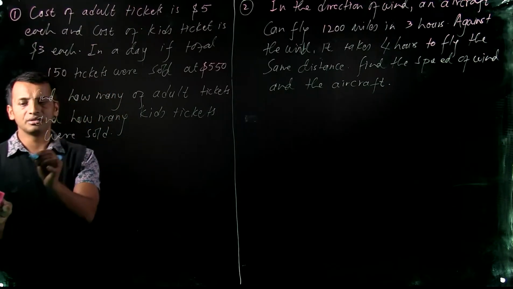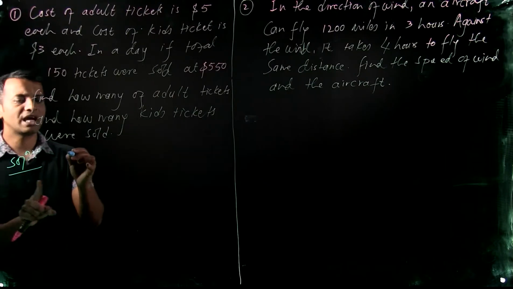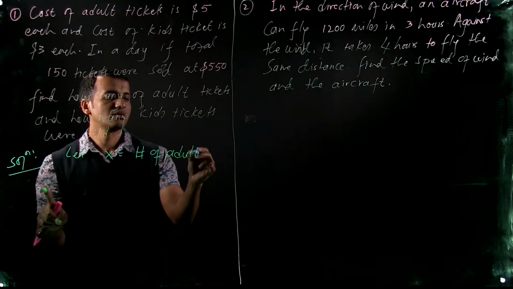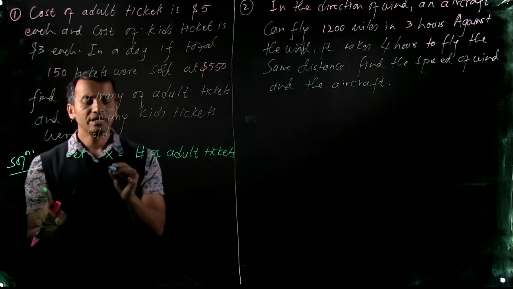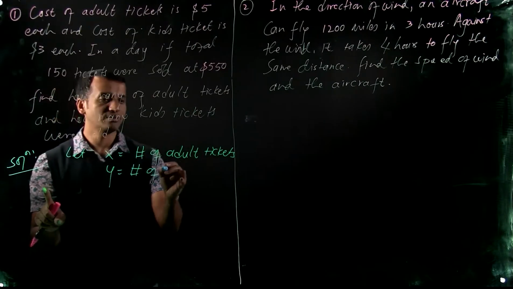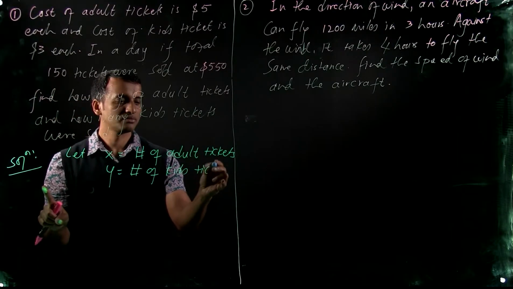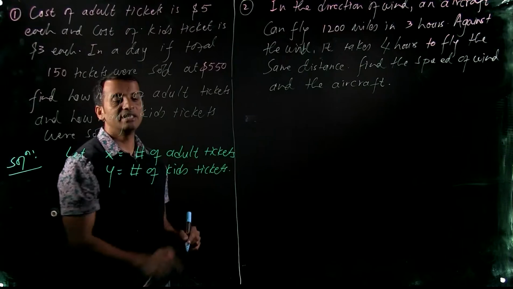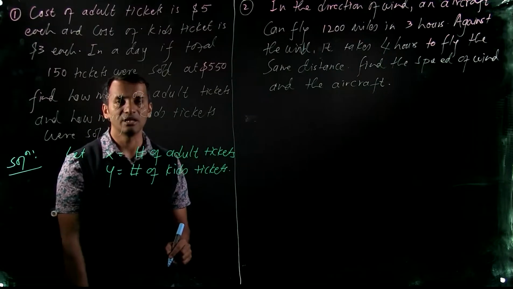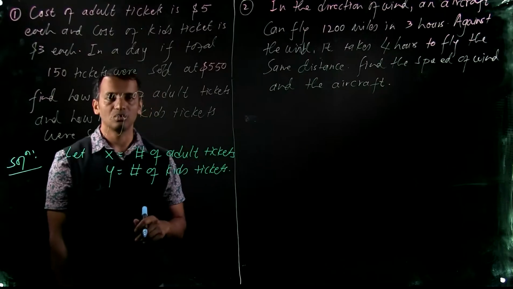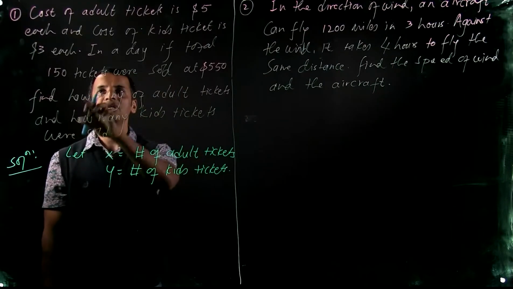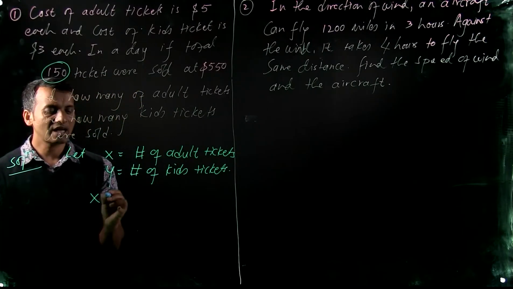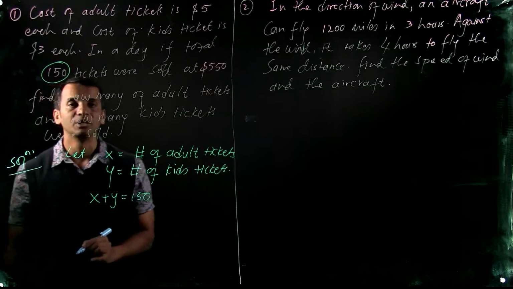Okay, so for the solution, we assume that x is the number of adult tickets and y is the number of kids tickets, because those are the two things that you want to find. So now, how many tickets were sold in total? There were 150 tickets sold, right? So what does that mean in terms of x and y? That will be x plus y equals 150.